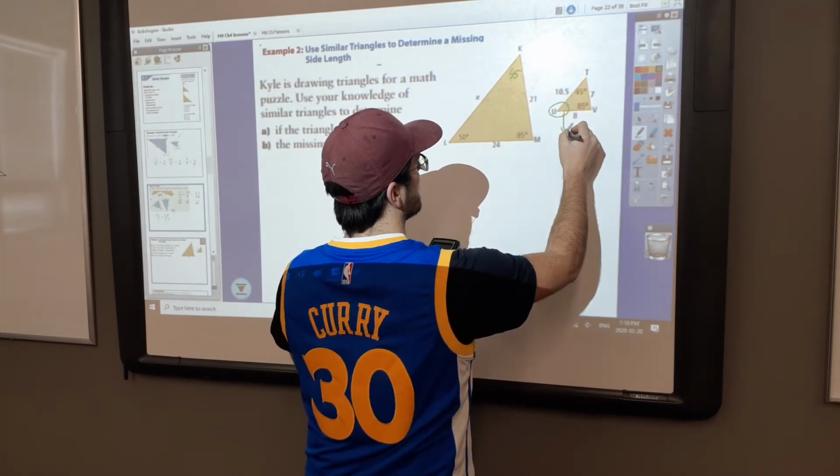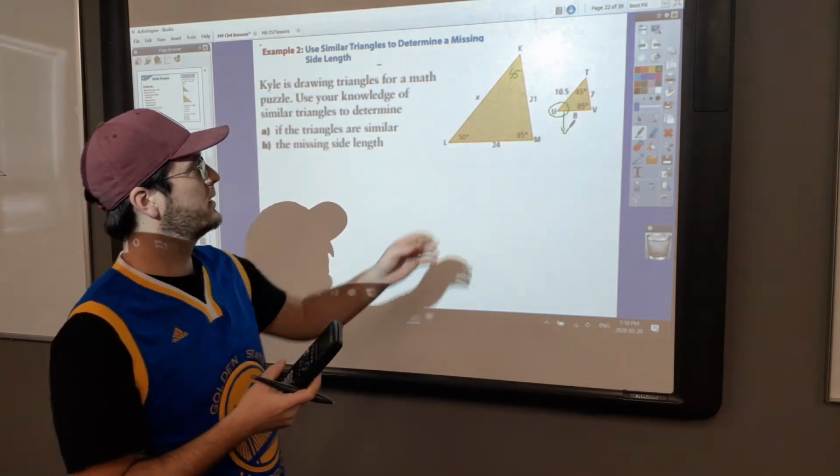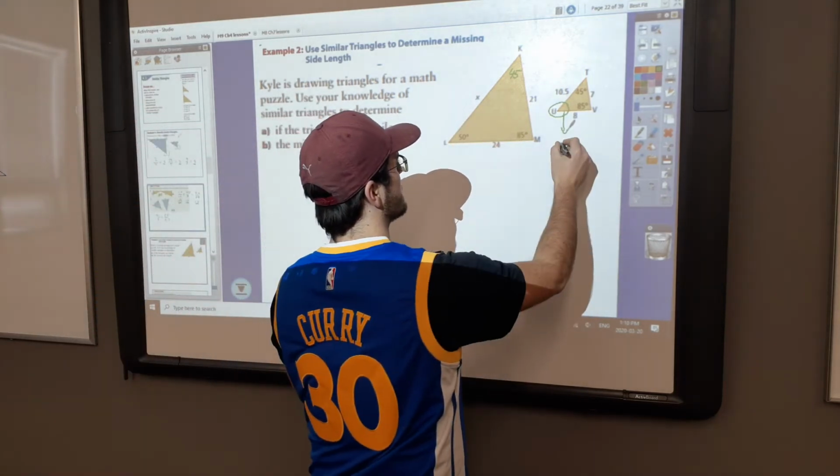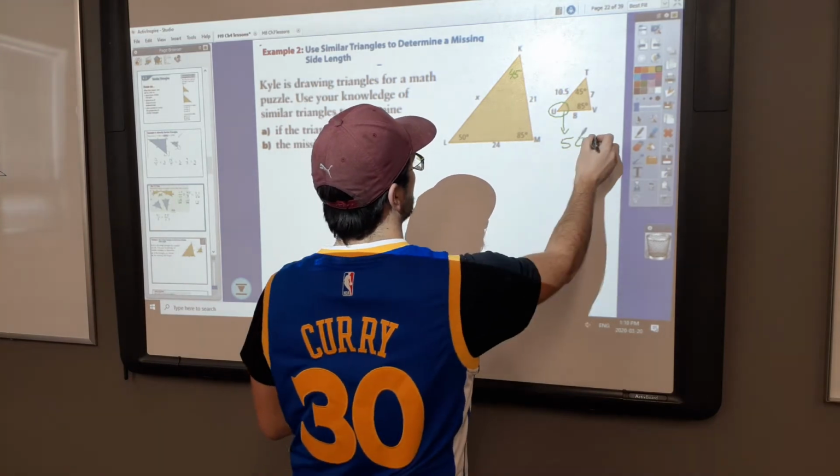These two, I know that if that one's 45 and 80, then that one's going to be 50. So these do have all the same angles here.